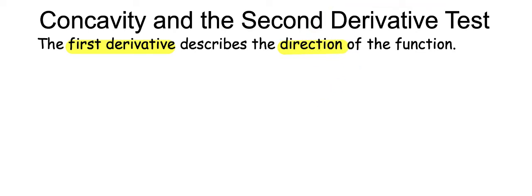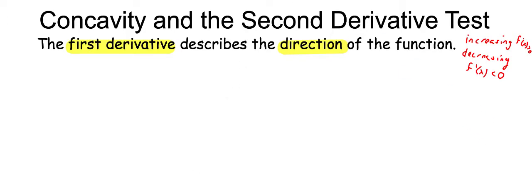Right, so we learned last class that the first derivative describes the direction of opening of a function. And so that is, the direction is the intervals in which the function is increasing and the intervals in which the function is decreasing. And remember, we know a function is increasing if the first derivative is greater than 0. We know a function is decreasing if our first derivative is less than 0. And it's constant, of course, if the first derivative is equal to 0.